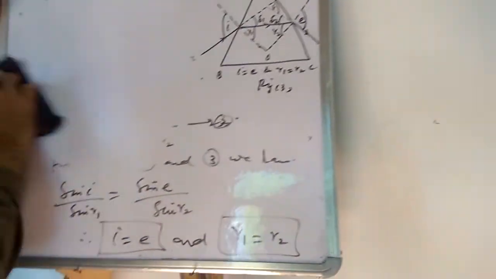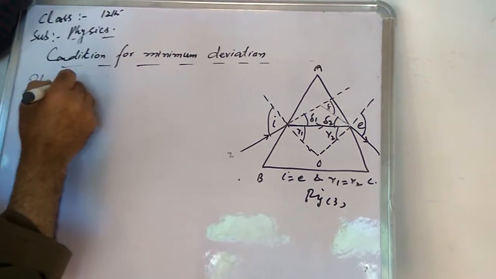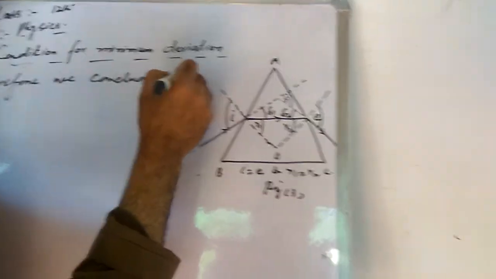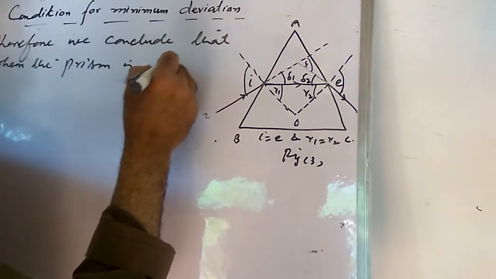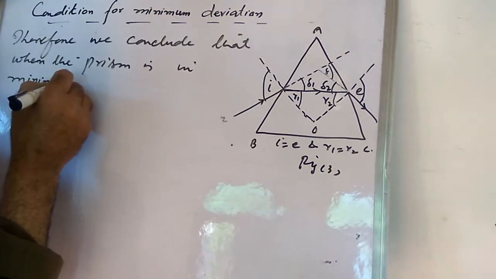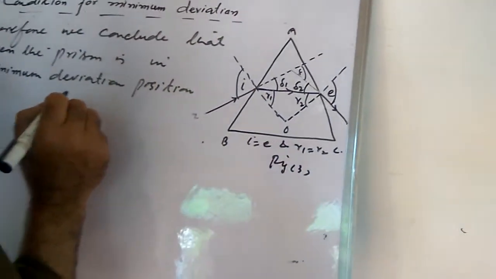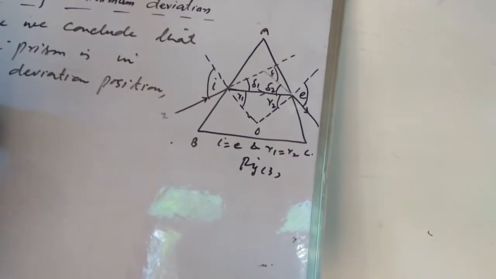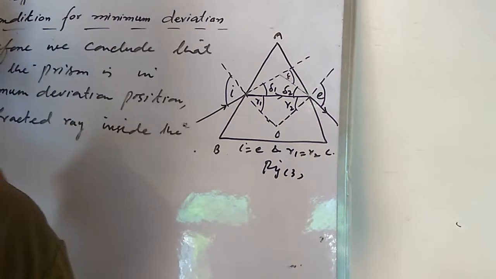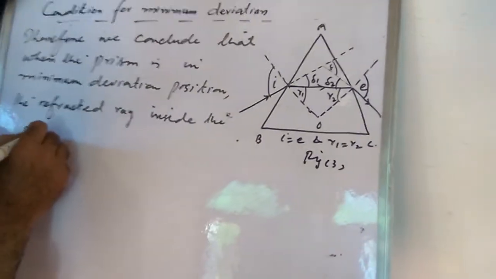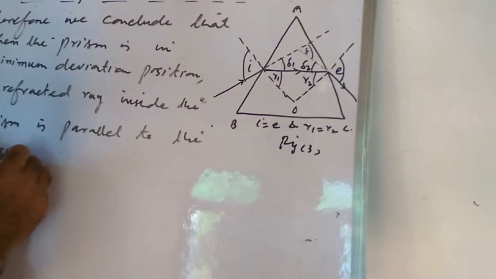So we'll write it here. Therefore, we conclude that when the prism is in minimum deviation position, the refracted ray inside the prism is parallel to the base of the prism.